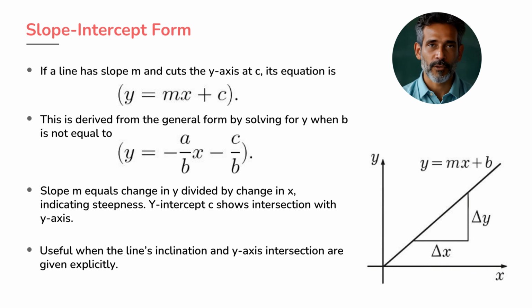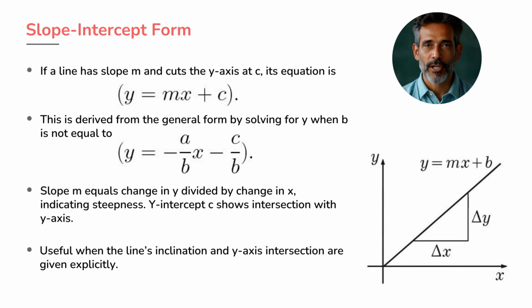The slope-intercept form. If a line has slope m and cuts the y-axis at c, its equation is y = mx + c. This comes directly from the general form. If we solve for y when b is not equal to 0, the equation becomes y = -(a/b)x - c/b. Here, slope m is simply the change in y divided by the change in x. It shows how steep the line is. The y-intercept, c, is the exact point where the line crosses the y-axis.